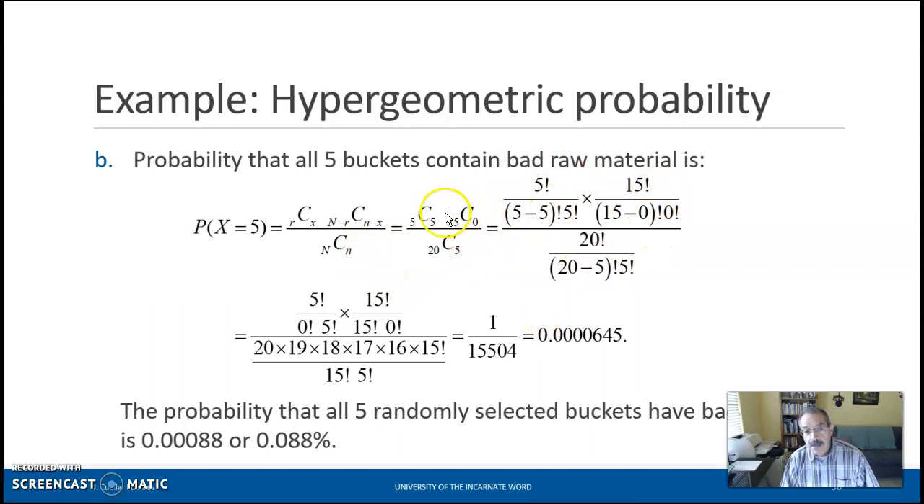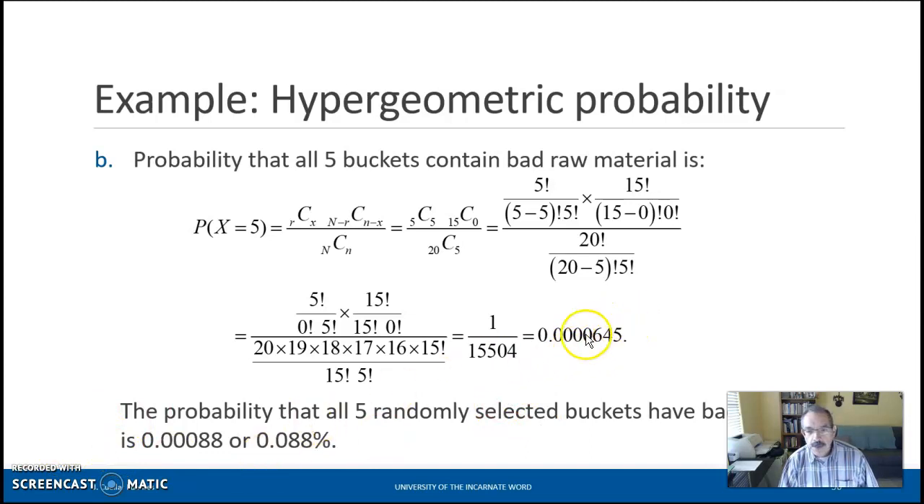Again, you expand these combination formulas into their factorial expressions, following the suggestion I made before of simplifying the factorials. You can do that, and then you find that you have this division. If you carry out that calculation in your calculator, you will find that this is 0.0000645. Interpreting this result, then the probability that all 5 randomly selected buckets have bad raw material is 0.00088.